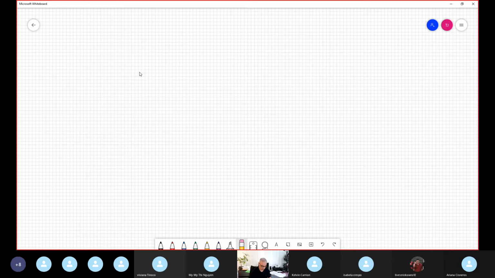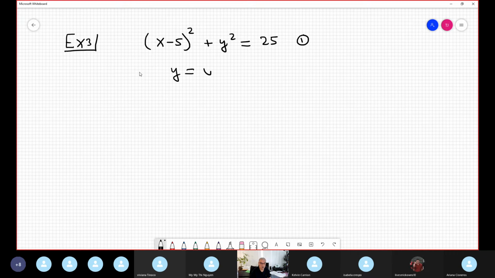Okay, super. This is example 3, no? We are doing a non-linear system, guys. The first equation is x minus 5 squared plus y squared equal 25. Equation 1, of course, is non-linear. And the second equation is weird. It's y equals square root of 3 times x minus 8. In this example, both equations are non-linear.